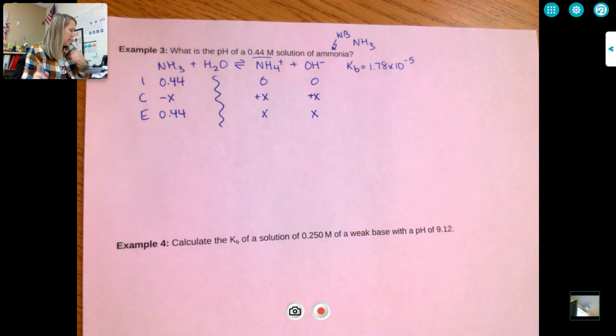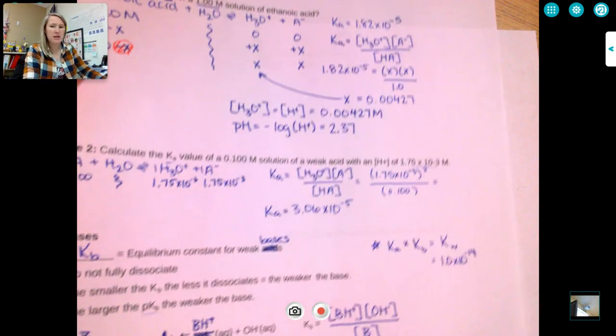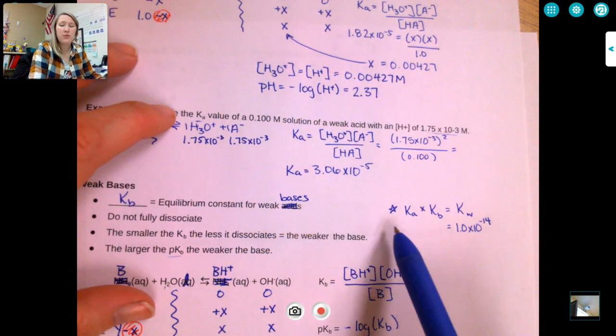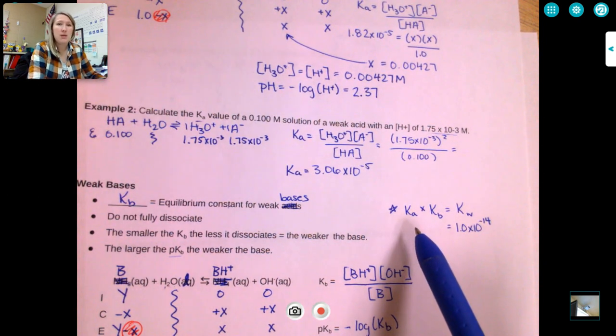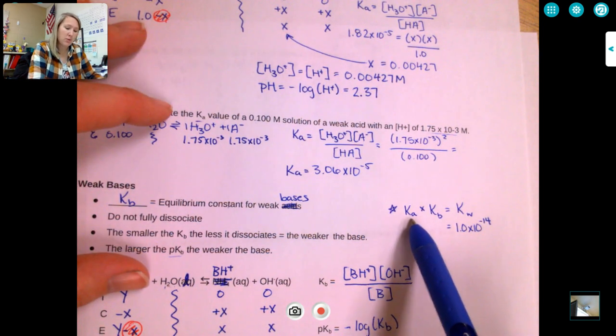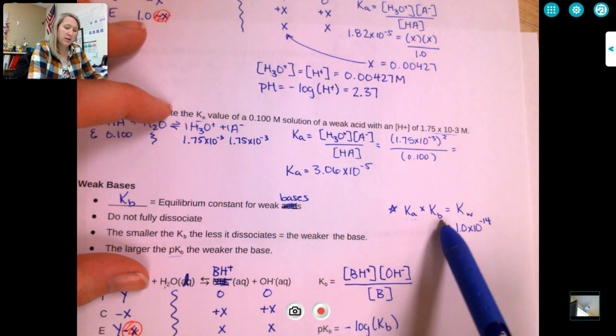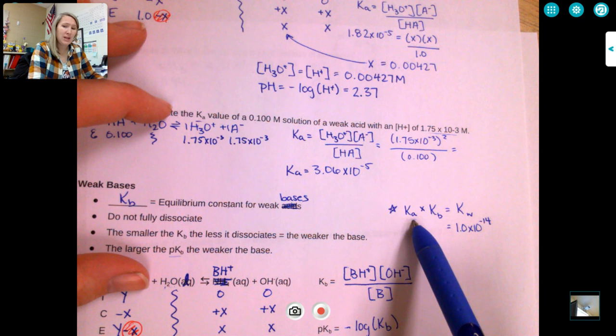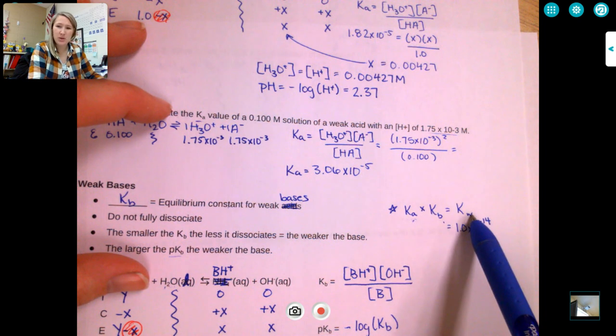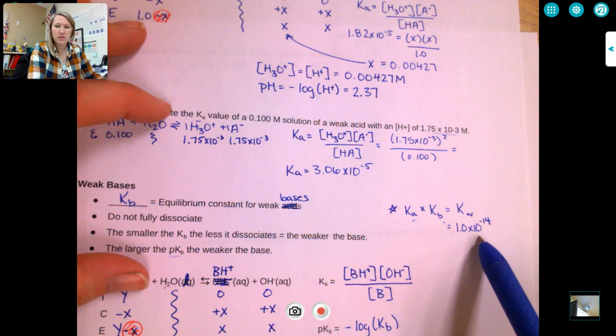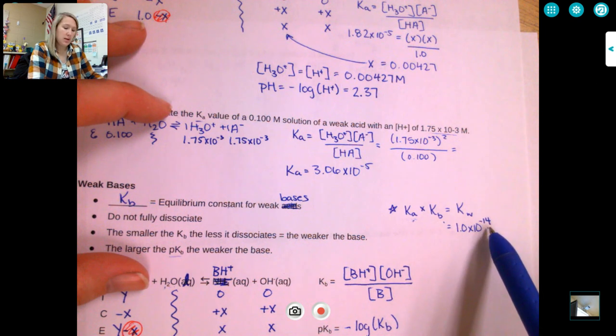Oh, one thing to note that I didn't say on the previous page: if you look up a Kb value or a Ka value, and you're only given one, most of the time you're just given a chart of Ka values. To figure out the Kb value, Ka times Kb equals Kw, and Kw is our equilibrium constant for water, which is 1 times 10 to the negative 14.